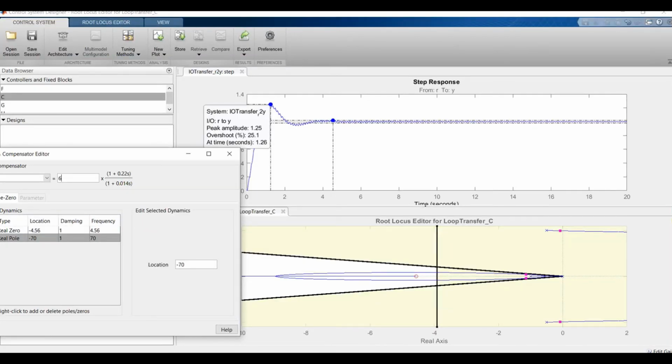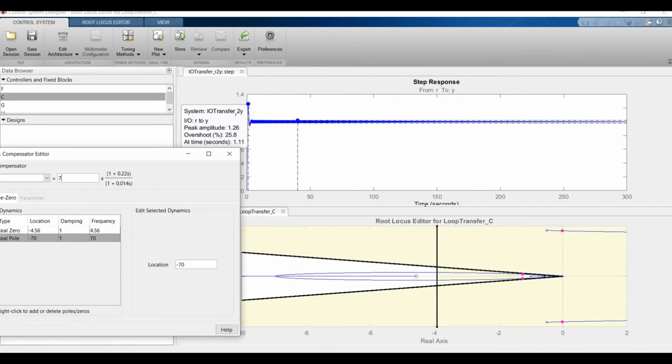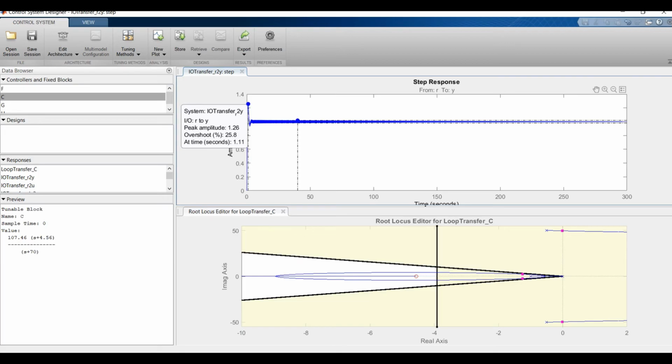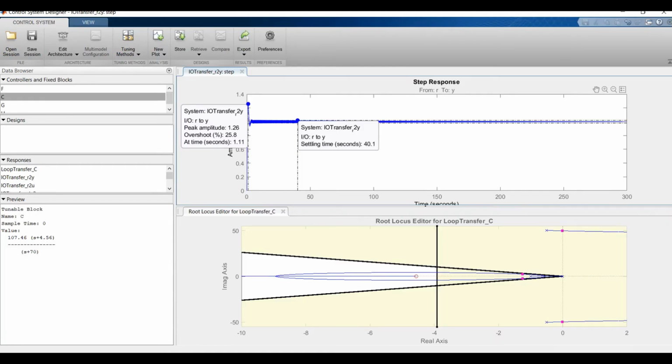We can try to go a bit further, let's say 7, but you already see that these two poles are approaching the right half plane, and eventually our system will become unstable. In this case, you can see that the settling time now is increased quite a lot. It's around 40 seconds. So we kind of need to cancel the effect of these poles first. If we cancel the effect of those poles by using a notch filter, then we might be able to improve the settling time, keeping the overshoot below 30%.